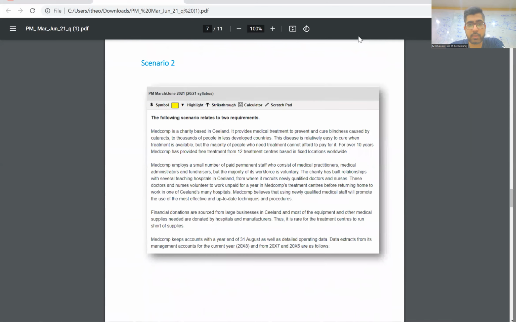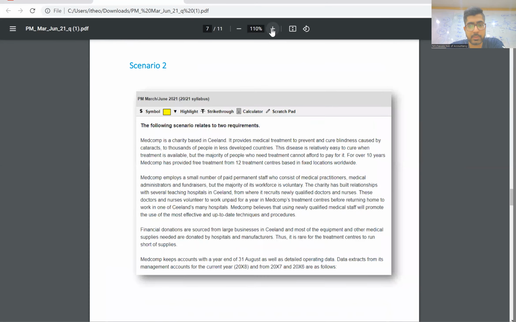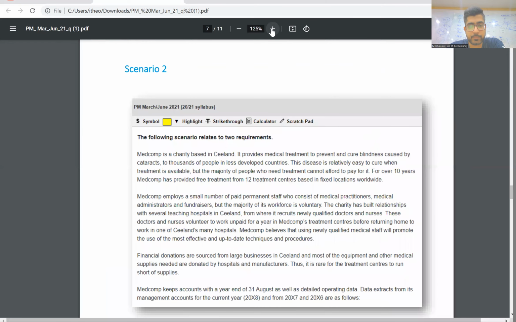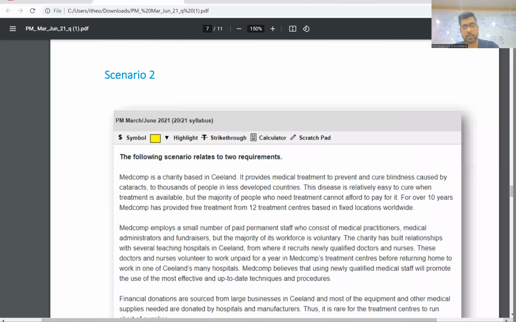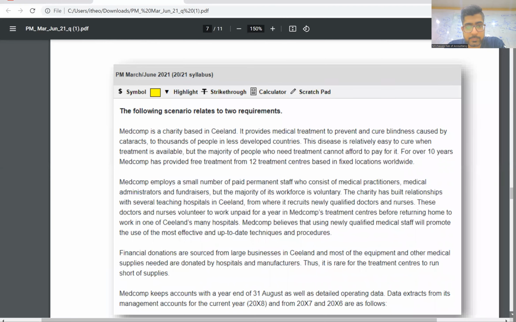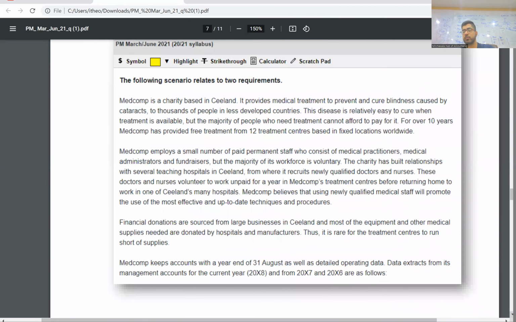Now we will be doing a question called Medcomp Company, from the March-June 2021 attempt. You can have the question downloaded from the ACCA website, or if you want, I can share the file with you as well. So let's start discussing the question.